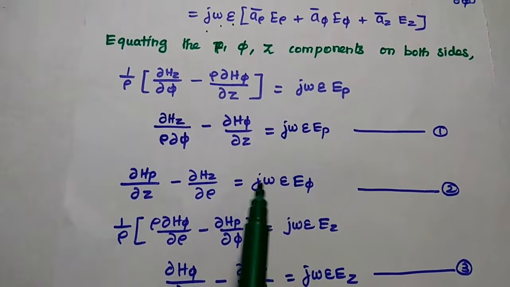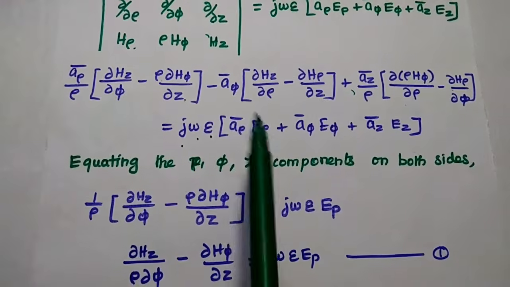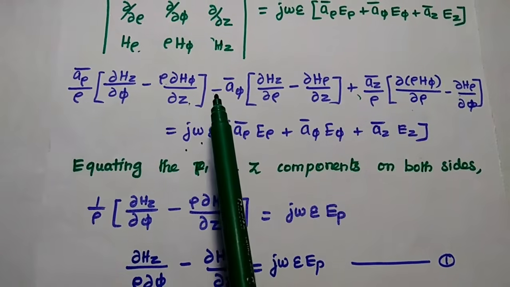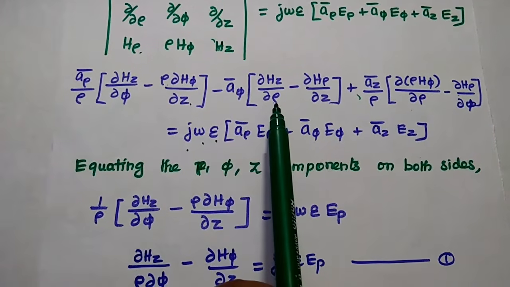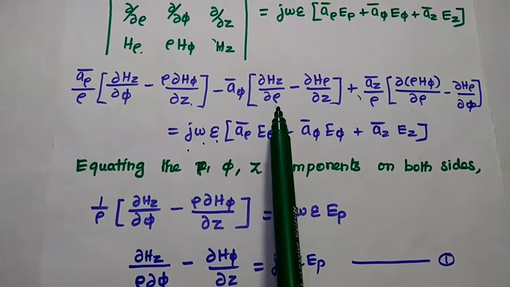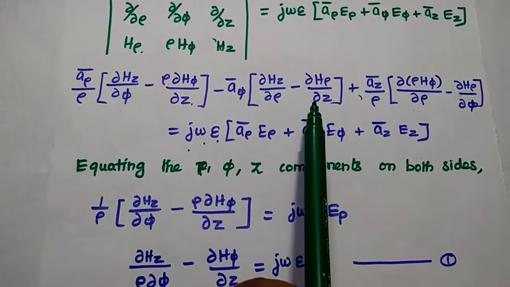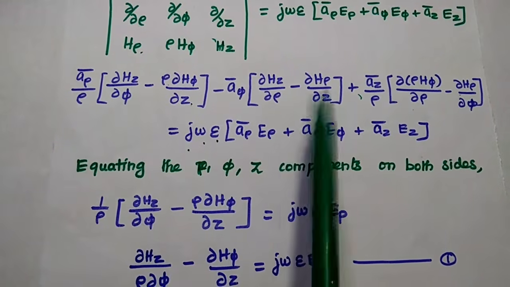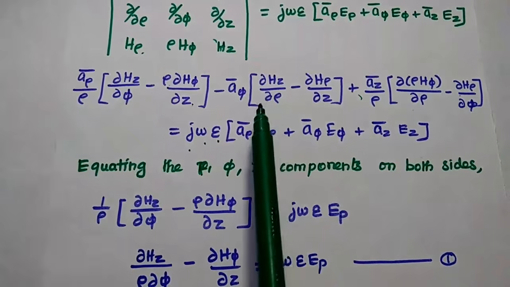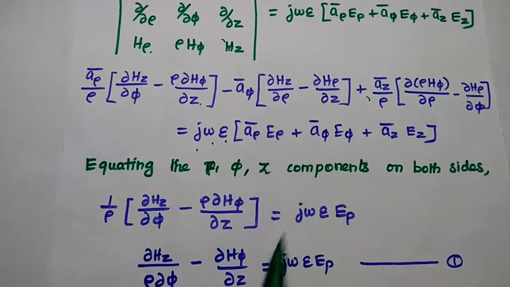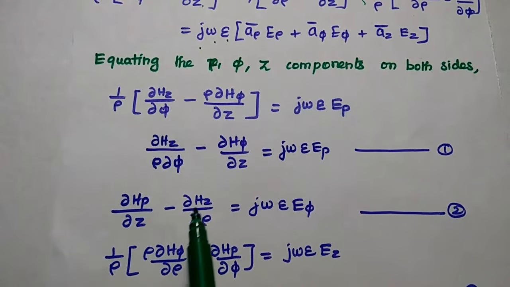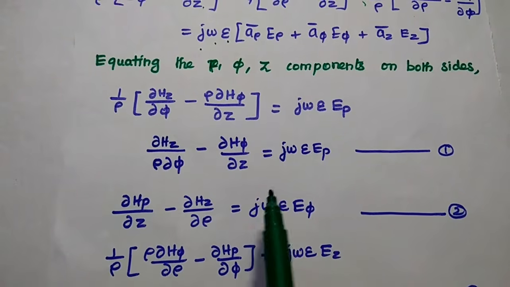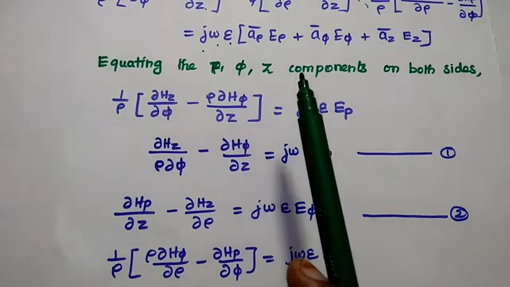Then we take the phi value as such. Here there is a minus sign, so we multiply this minus sign inside the bracket. We get minus into minus, plus dou H rho by dou z minus dou Hz by dou rho. That is what is given over here: dou H rho by dou z minus dou Hz by dou rho is equal to j omega epsilon E phi.